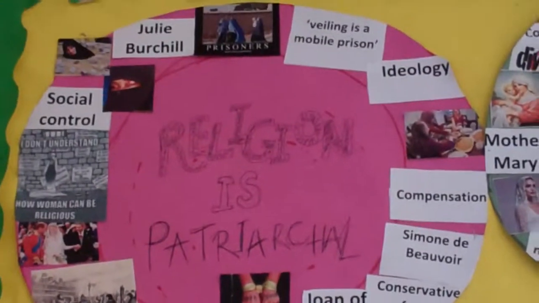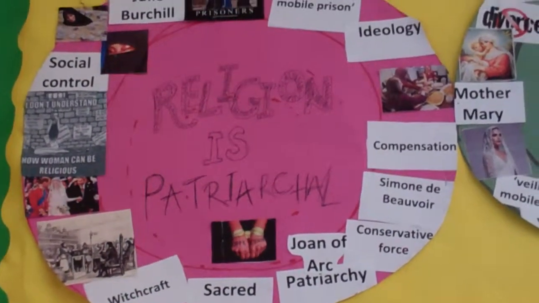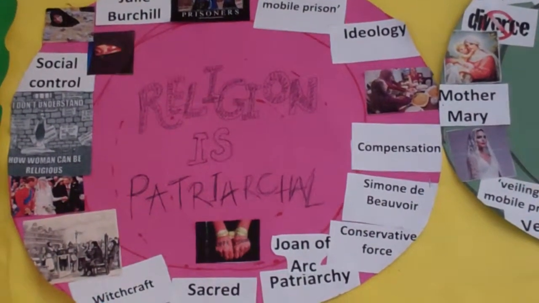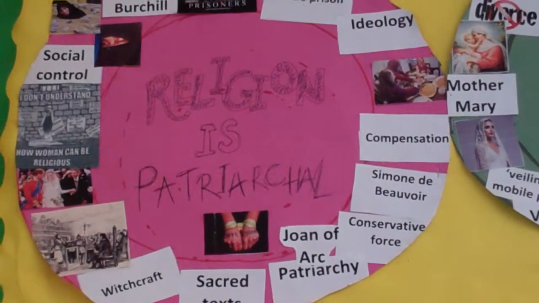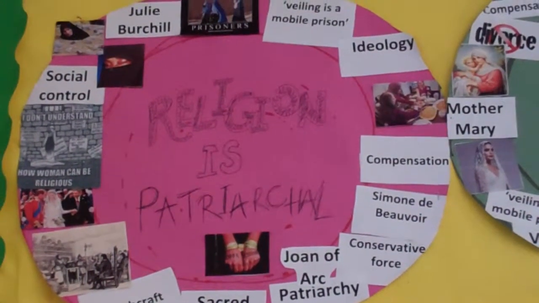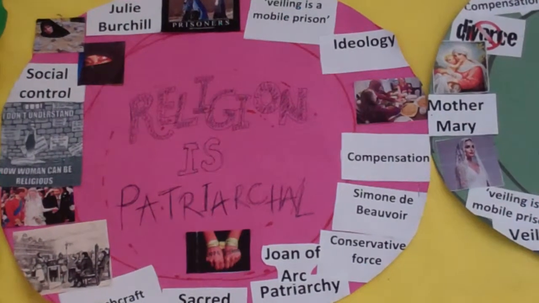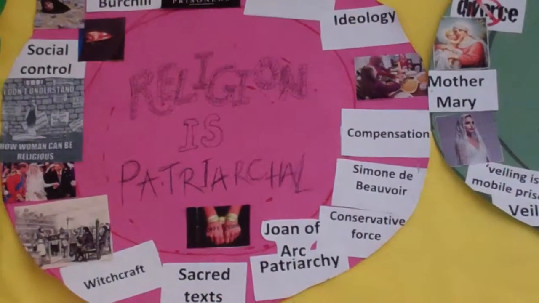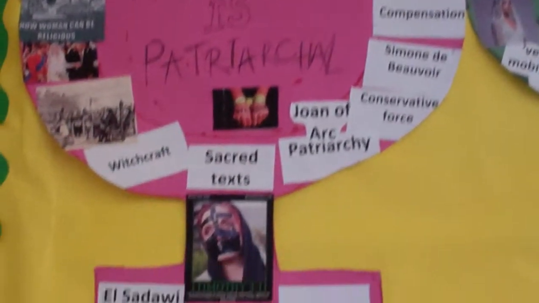And the ones that are quite impressive is where the students made sort of connections and kept things quite similar and linked together. So the idea of Birchill, veiling connected to ideology, compensation connected to Beauvoir, conservative force, patriarchy, the example of Joan of Arc, etc.